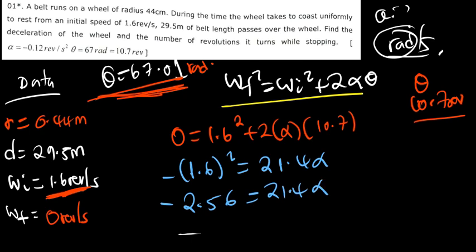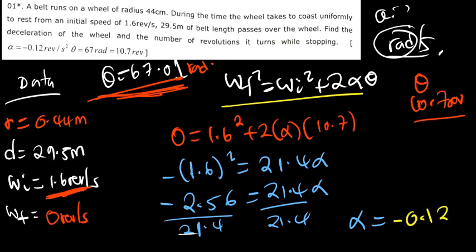It is 21.4 alpha. Divide both sides by 21.4. So my alpha will be equal to 2.56 divided by 21.4, which gives 0.1196. I round it off to negative 0.12. That should be in revolutions per second squared. That is the answer they found here.